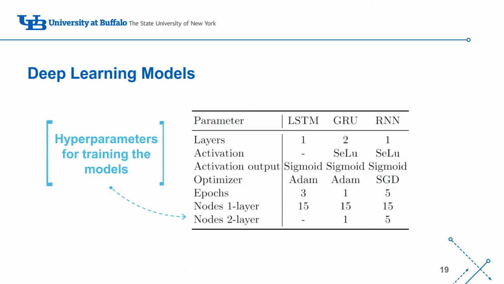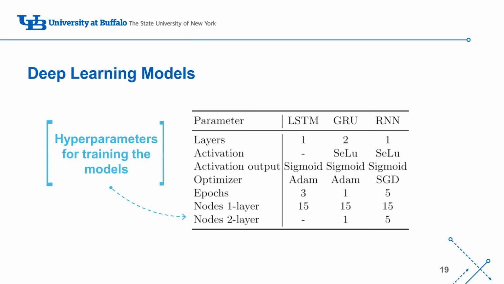For the hyperparameters, for all of these 3 models, we have been using from 1 to 2 layers. We have been using SELU as an activation function. The output activation function is sigmoid because we are performing binary classification. For the epochs, we have been using from 1 to 5 epochs of training. And this has been done in order to prevent overfitting of our model.